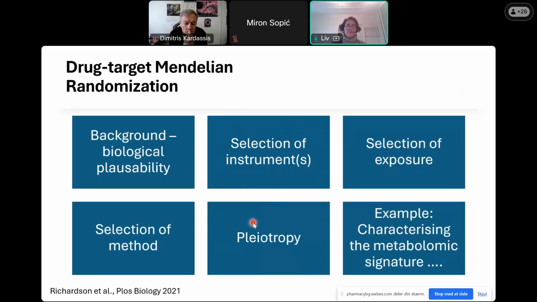You have to think about pleiotropy, because this is quite an important bias that can happen in drug target MR. And then finally, I am going to show you an example of a drug target Mendelian randomization.